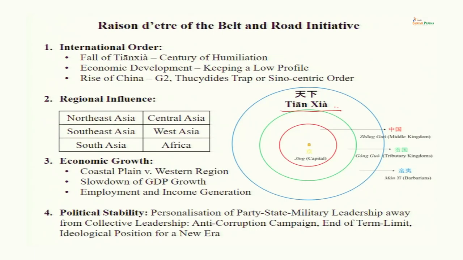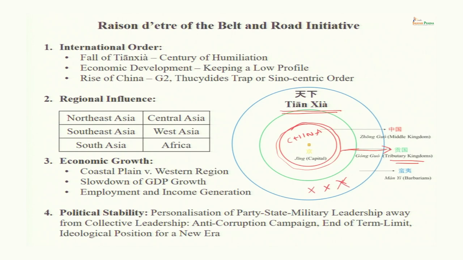Now, what is the reason that China is focusing so much on Belt and Road Initiative? Now, I have already mentioned that China wants to build an alternative system. China considered itself to be the ruler of Tianxia. Tian means heaven, Xia means under. So, all under heaven is supposed to be the domain of the Chinese emperor. So the center, the core of it is Zhongguo, that is China. Then there are the tributaries, the countries that accept the greatness of China, accept the leadership of China. And then there are barbarians who oppose China, who do not accept the leadership of China.